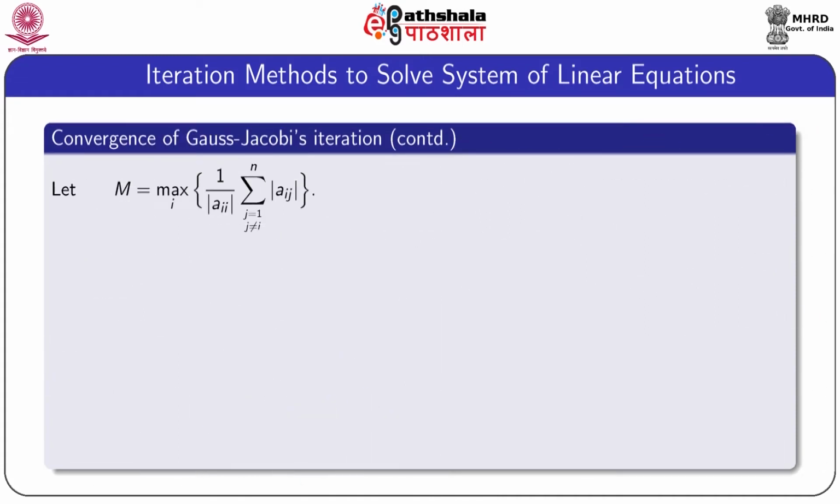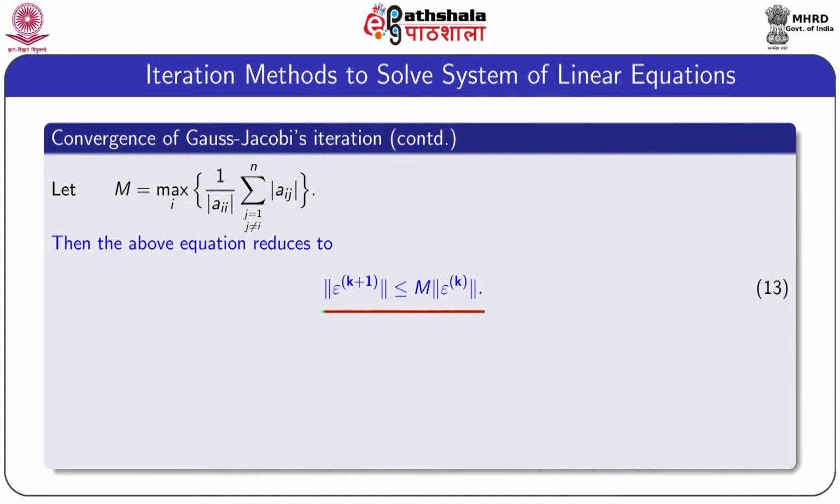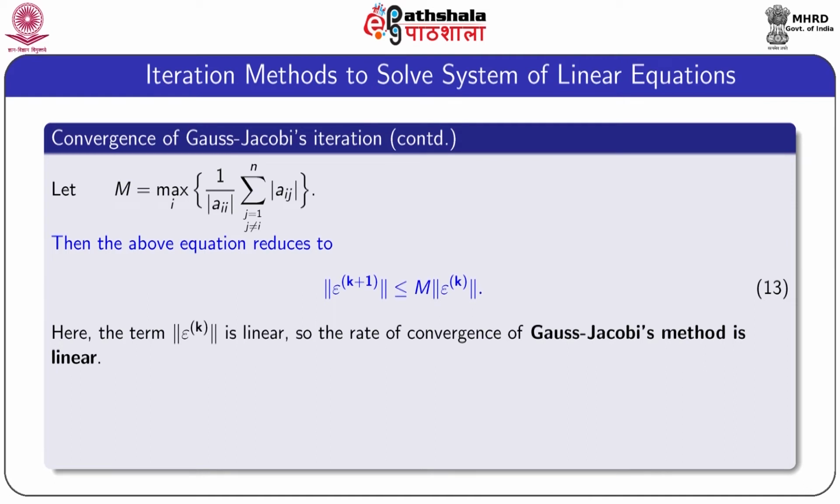Now, let M equal the maximum among all expressions 1 by absolute value of a_ii, summation over j equal to 1 to n, j not equal to i, absolute value of a_ij. Then the above equation reduces to: the norm of the error vector at (k+1)th iteration is less than or equal to M times the norm of the error vector epsilon_k. Note that the norm of epsilon_k is linear, so the rate of convergence of Gauss-Jacobi's iteration method is linear.